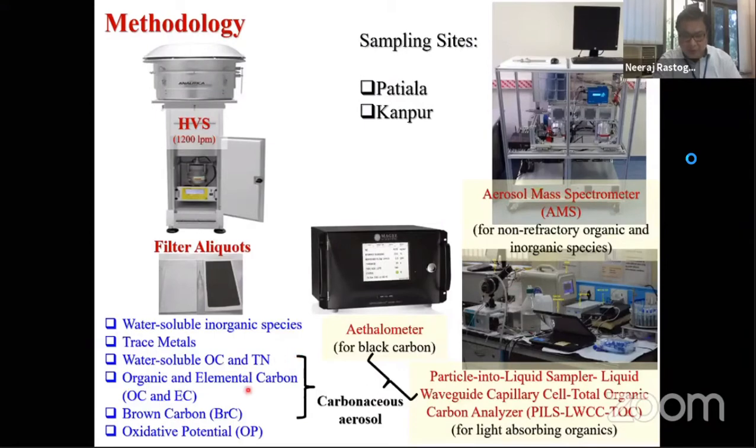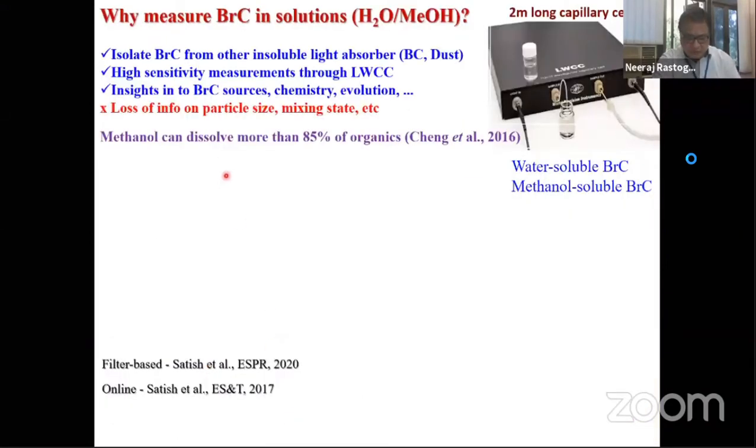So overall, we are talking about carbon-based aerosol. And then I should tell you a little bit about why we measure BrC in solutions that can be water or methanol. Why methanol? Because studies have shown that methanol can dissolve about 80% of the total organics. So if you are measuring methanol-soluble organic carbon, in a way you are measuring total organic carbon. It isolates BrC from any other insoluble light absorber like BC or dust. It is a very high sensitivity measurement through LWCC, the liquid waveguide capillary cell, which is a 2 meter long capillary cell. It provides better insights into BrC sources, chemistry, evolution, and so on. But there is a drawback also: you lose the information on particle size and mixing state, etc.